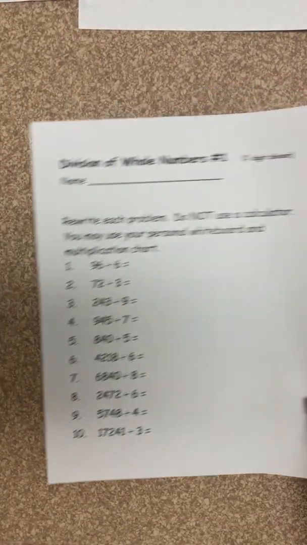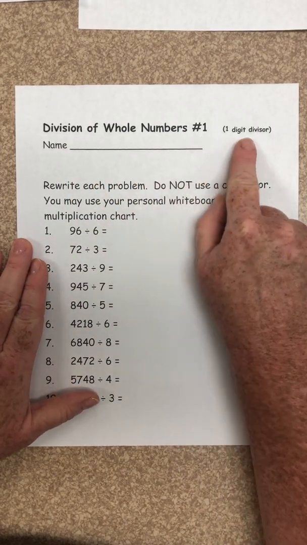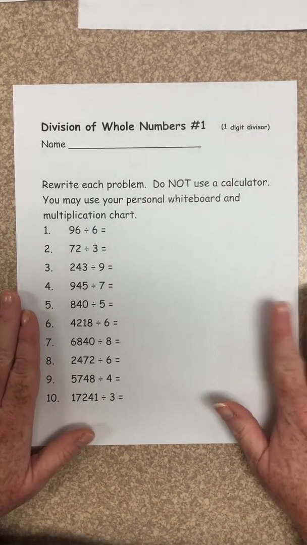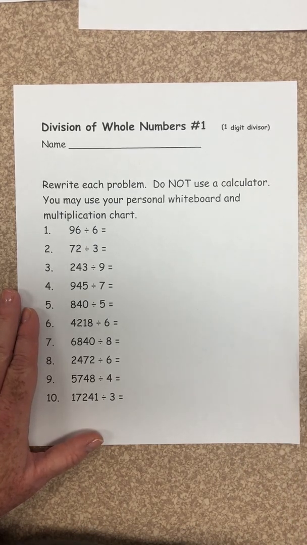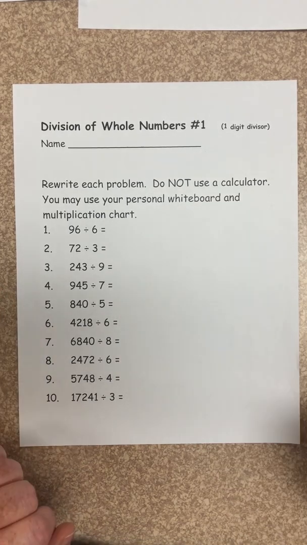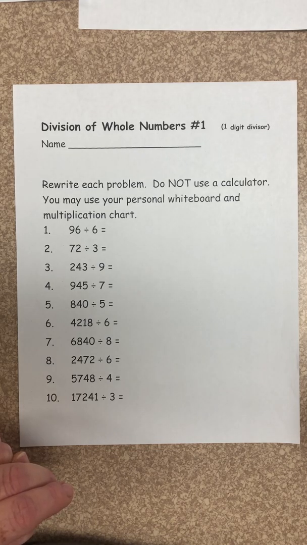Now let's look at the problems I would like for you to practice. This is division of whole numbers number 1, focusing our attention on one-digit divisors. Please rewrite this problem or these problems, and you have 2 methods to pick from. Please do not use a calculator. You may use your personal whiteboard or paper and pencil, and you can use your multiplication chart. Please follow the link to Edulastic. When you input your answers into Edulastic and submit, it will tell you if your answers are right or wrong, and it will give you the correct answers.